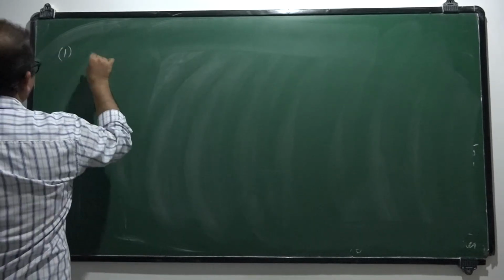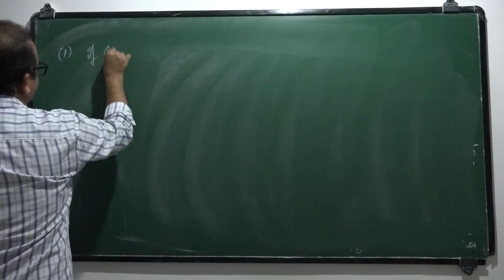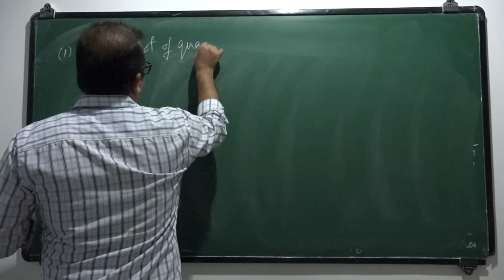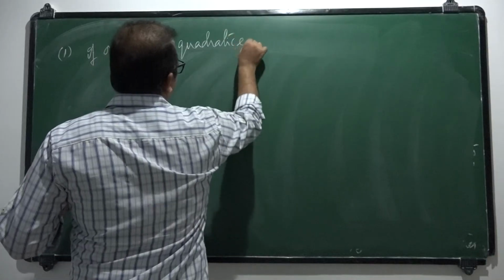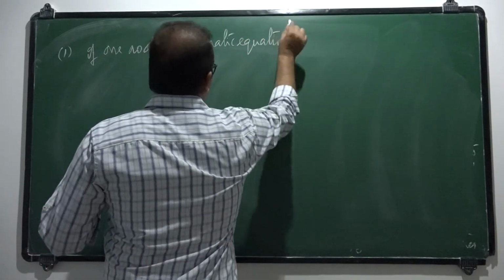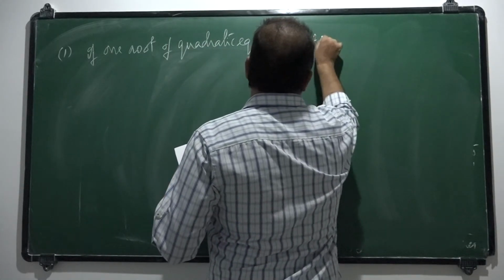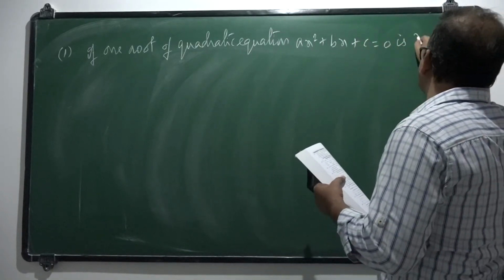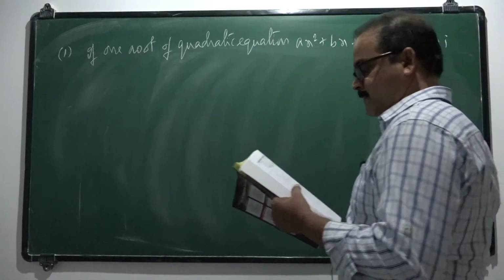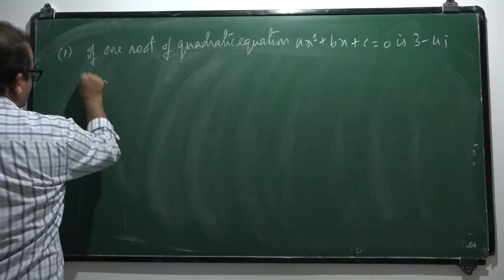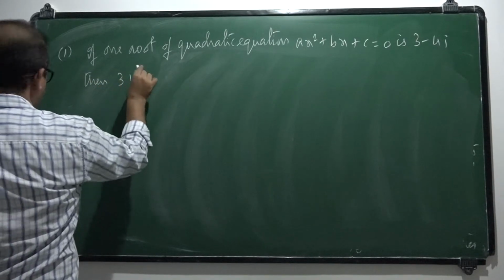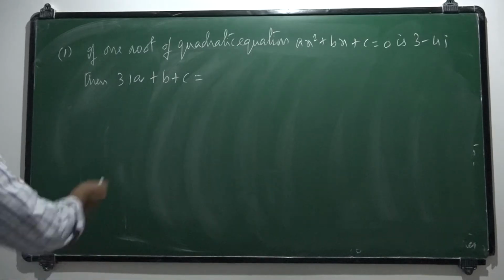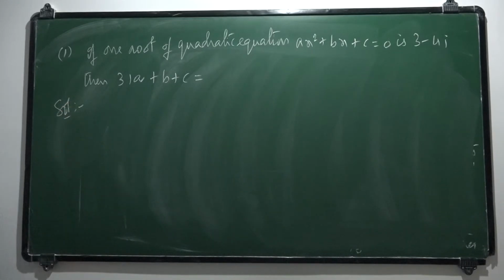Write the first problem. If one root of the quadratic equation ax square plus bx plus c is equal to 0 is 3 minus 4i, then 31a plus b plus c is equal to... See the solution.